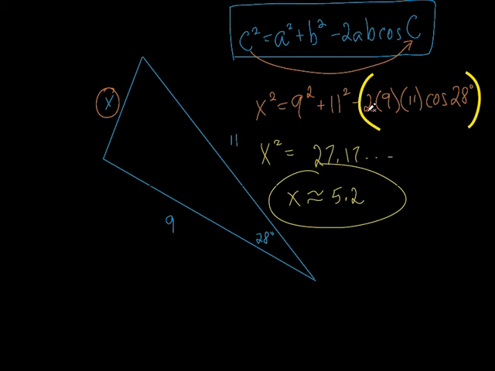So it's 9 squared plus 11 squared minus, then what? Left parenthesis. Then 2 times 9 times 11. Now here's the tricky part. Times, not cosine of 28, but 28 cosine. Then you have to close that parenthesis, and then hit equals. What do you get? 27.17 blah blah blah.